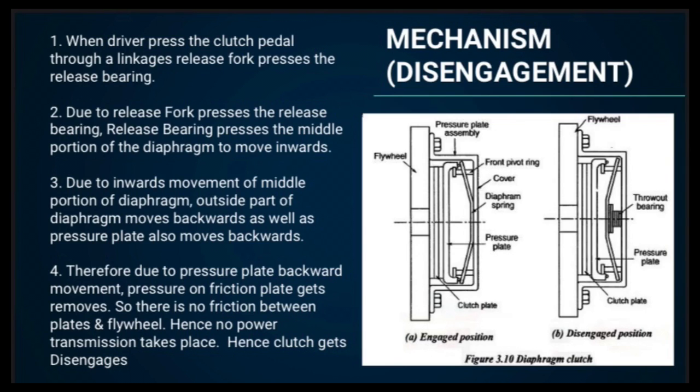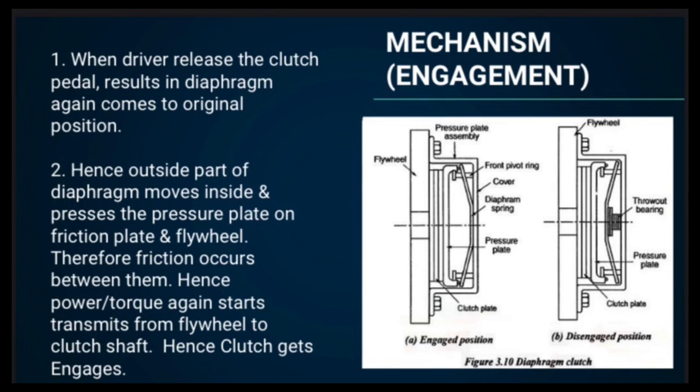Hence, clutch gets disengaged. During engagement phase, when the driver releases the clutch pedal, the diaphragm again comes to original position. Hence, outside part of diaphragm moves inside and presses the pressure plate on friction plate and flywheel. Therefore, friction occurs between them. Hence, power or torque again starts to transmit from flywheel to clutch shaft, hence clutch gets engaged.